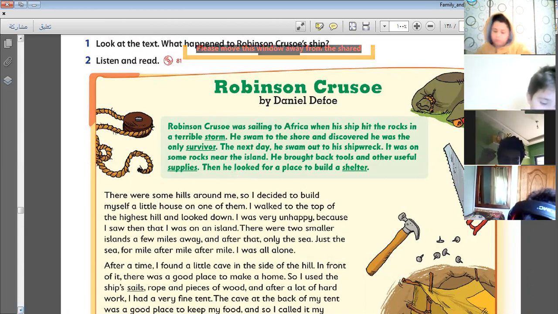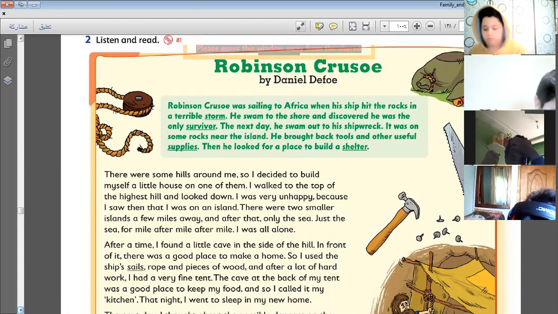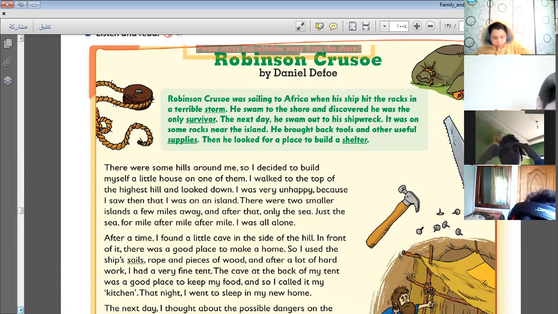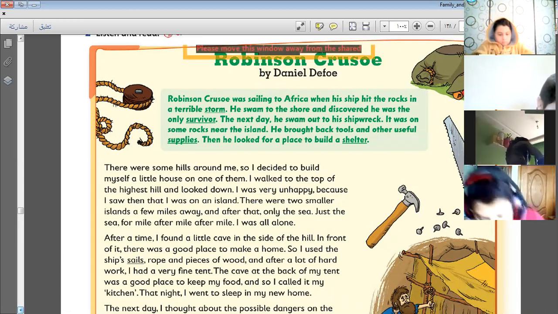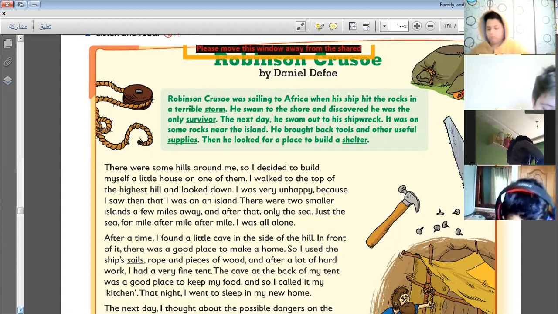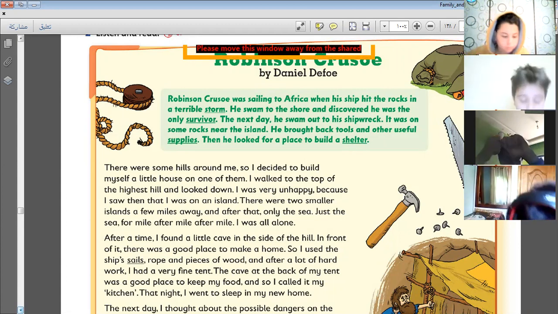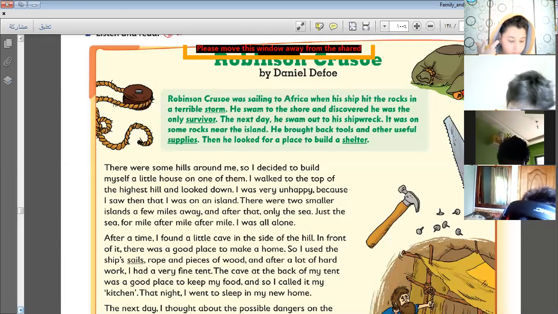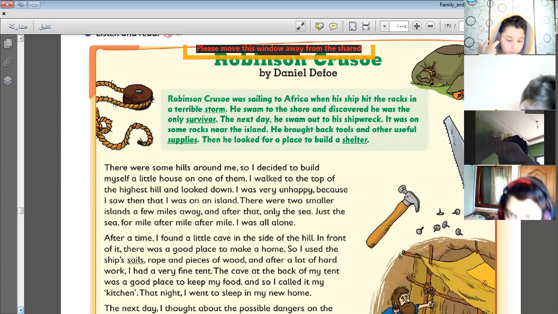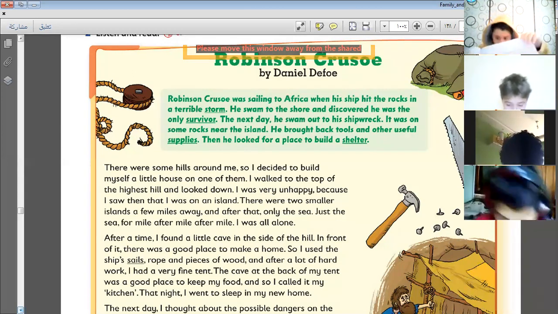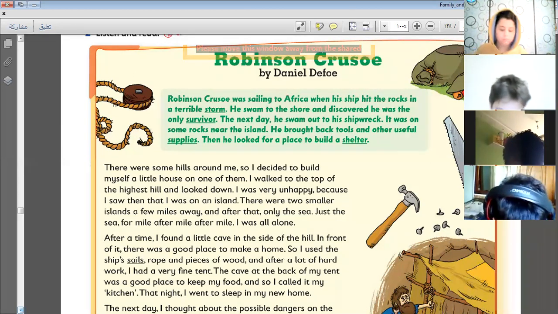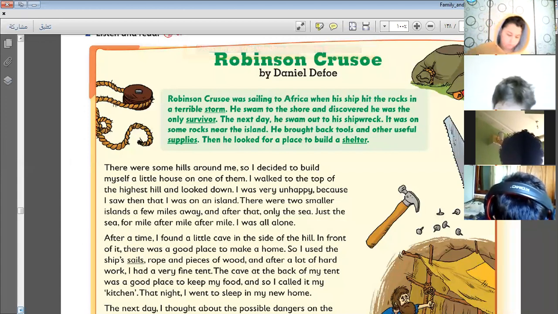Now let's begin. Listen carefully. Listen to how I read. After reading, students will read. So paragraph 1. There were some hills around me, so I decided to build myself a little house on one of them. So underline them in line number 7. Underline them. I walked to the top of the highest hill and looked down. I was very unhappy because I saw then that I was on an island.